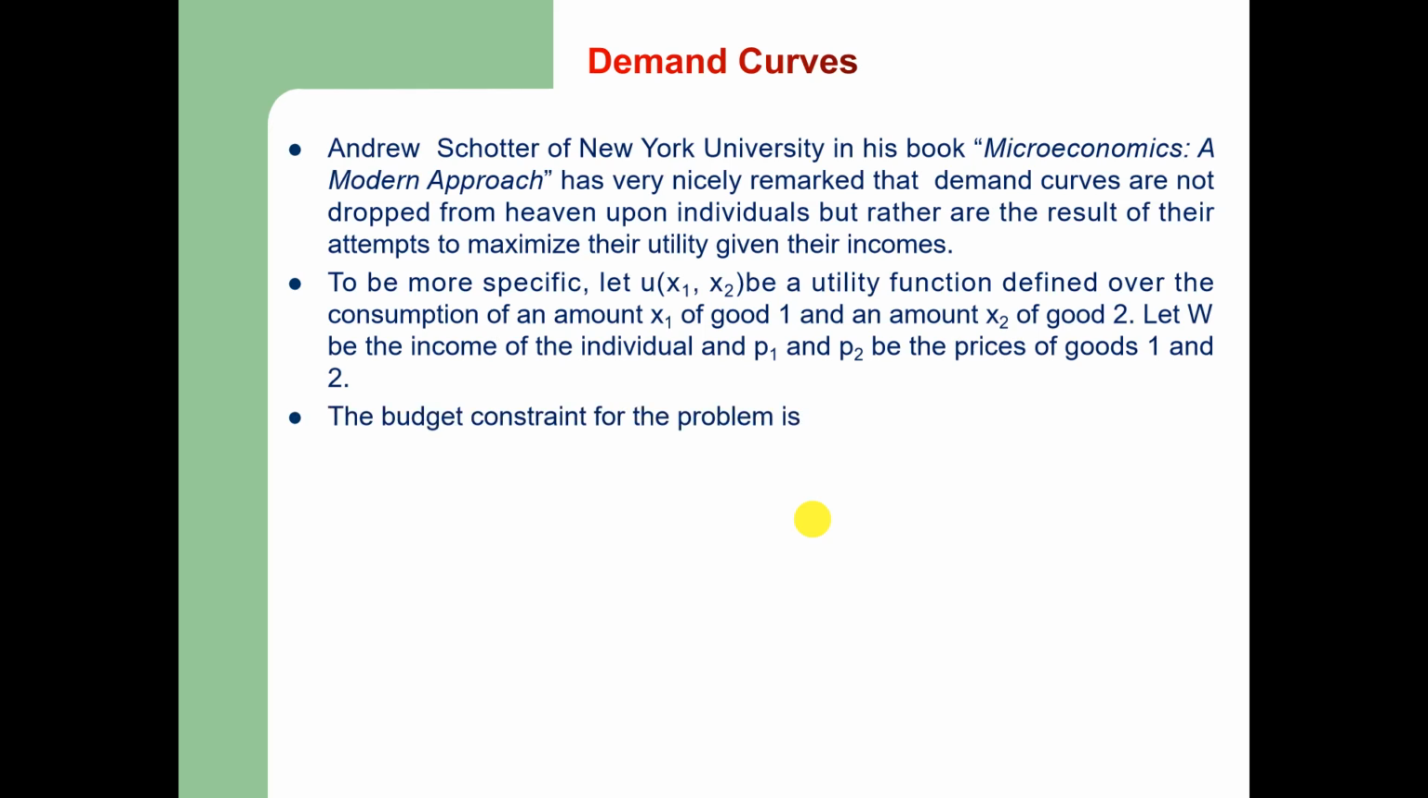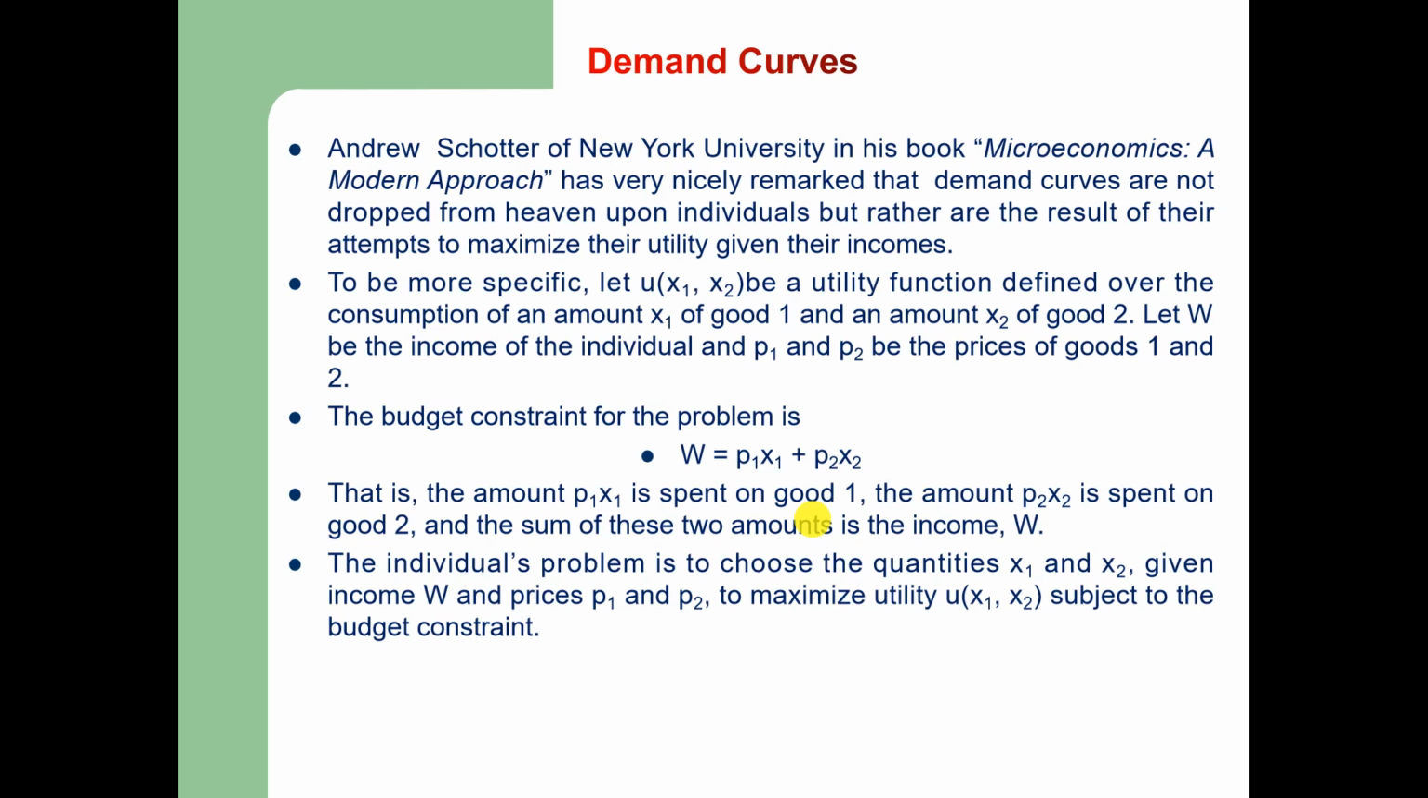The budget constraint for this problem is given by this equation, where W is equal to P1 x1 plus P2 x2, where P1 x1 is the share of income spent on good 1 and P2 x2 is the share of income spent on good 2, and the sum of the two should be equal to the budget or income at the disposal of the consumer.